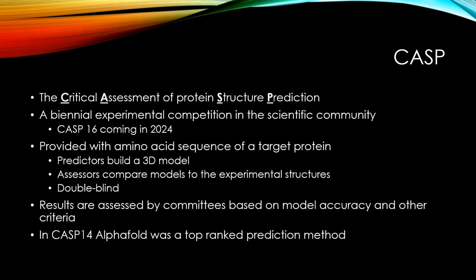It is double-blind, so the participants don't know what the actual structure of the protein looks like before they start, and the assessors don't know who submitted the model predictions at the end that they're assessing. So that kind of allows for better results because there isn't any prior knowledge to those structures before they start. The results are all assessed by committees based on model accuracy and other different criteria that they've developed over the years.